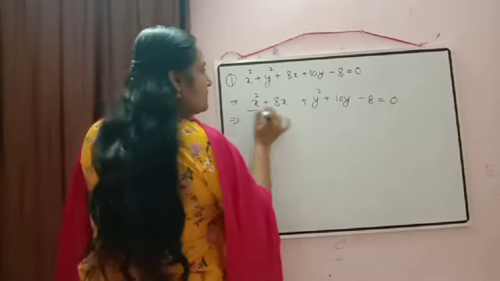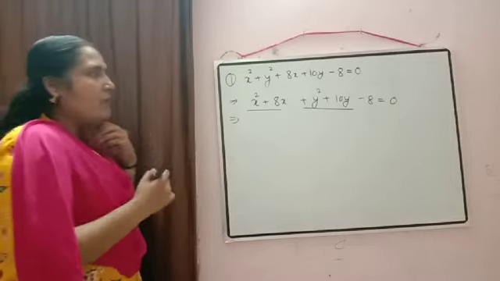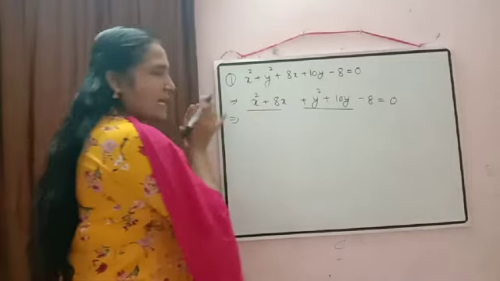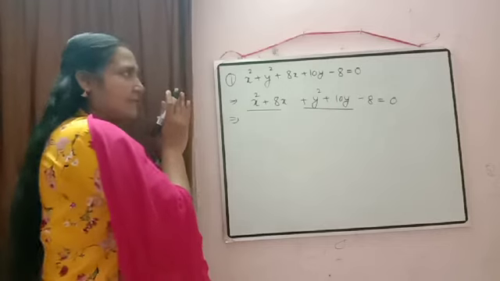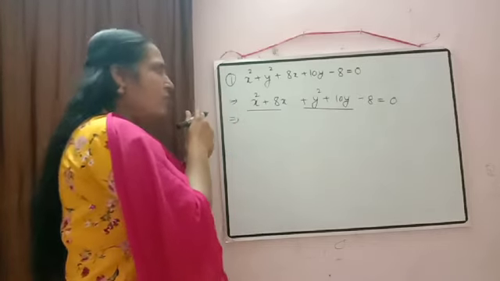Now what will we do? We have to use the completing the square method here. How will we use it? We have to rearrange it in the form of an identity, either a plus b the whole square or a minus b the whole square.